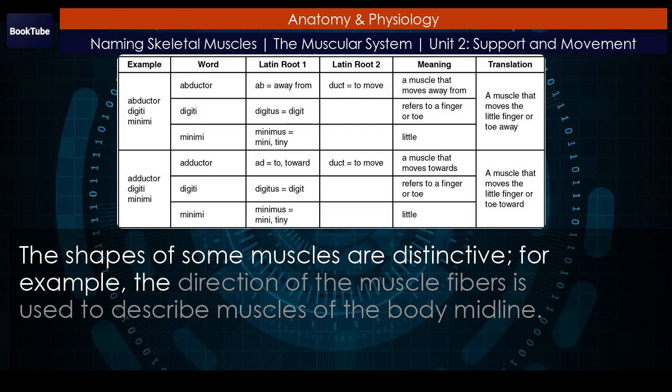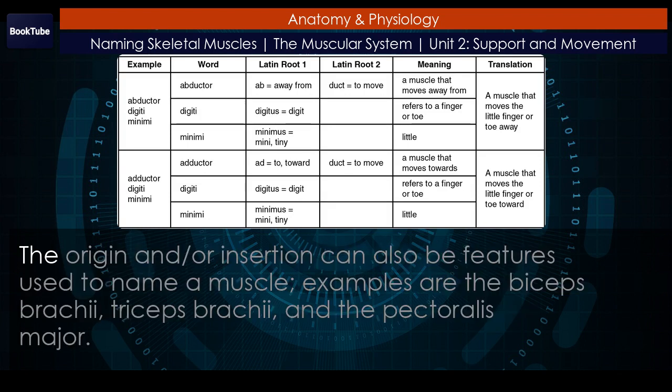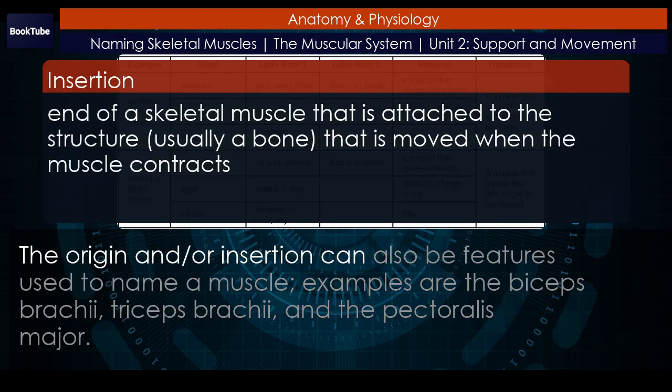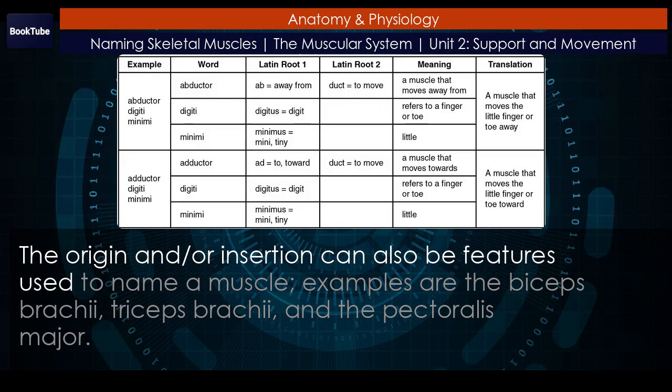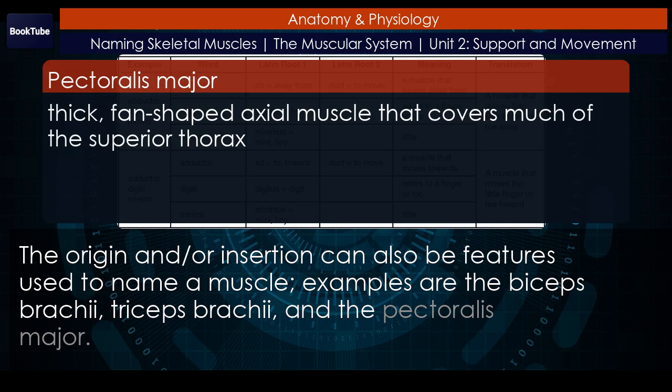For example, the direction of the muscle fibers is used to describe muscles of the body midline. The origin and/or insertion can also be features used to name a muscle. Examples are the biceps brachii, triceps brachii, and the pectoralis major.